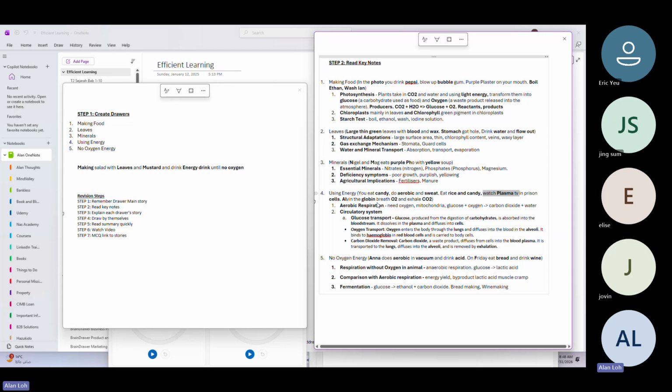Alvin the goblin breathes in oxygen, OT is oxygen, and exhales carbon dioxide. Anna does aerobic in vacuum and drinks acid. On Friday, you eat bread and drink wine.